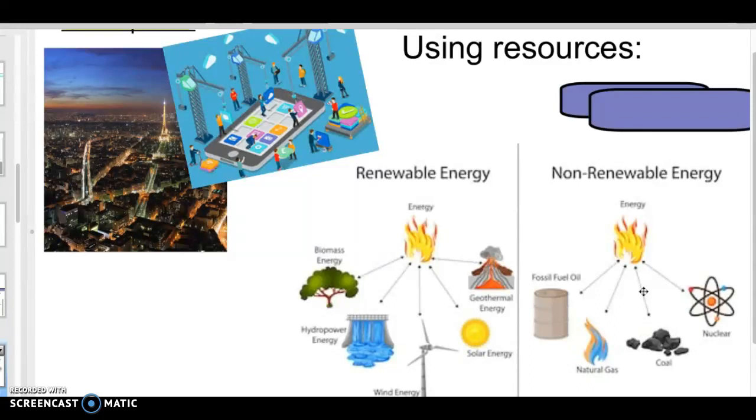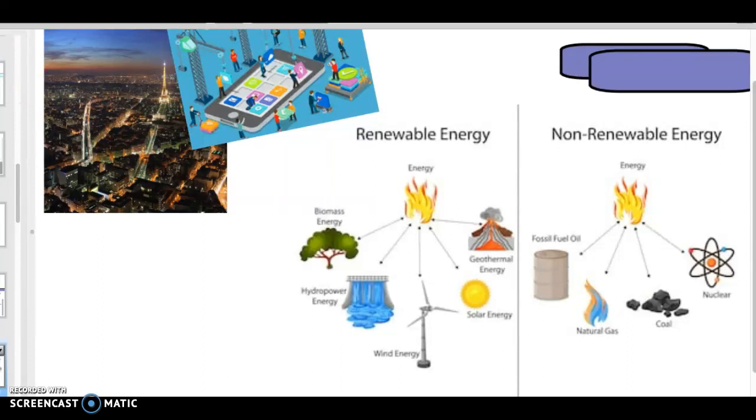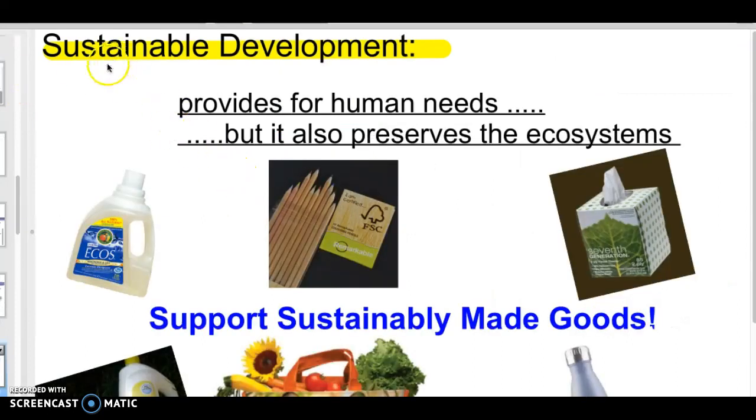But there are some renewable resources that we are trying to use to get the same type of energy. That would be solar and wind and water and trees to be able to still develop, but use resources that we can see grow back in our lifetime. So we try to live sustainably in our environment.